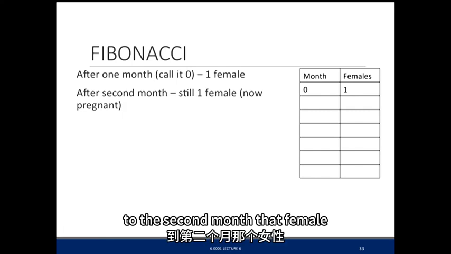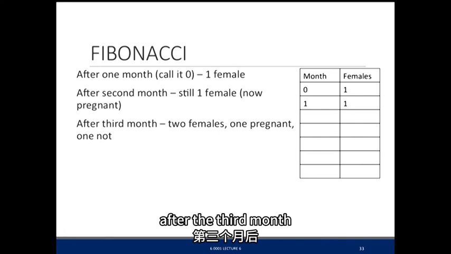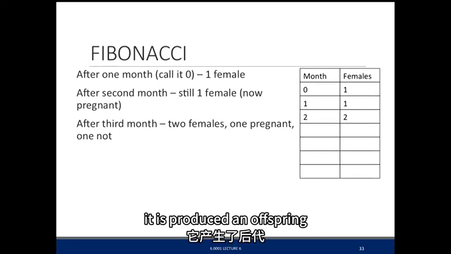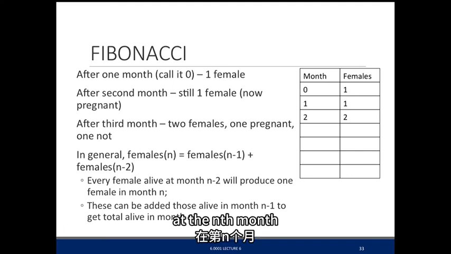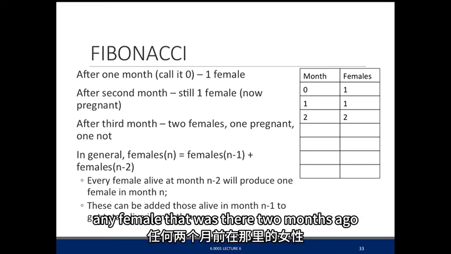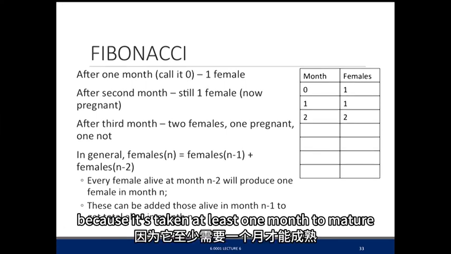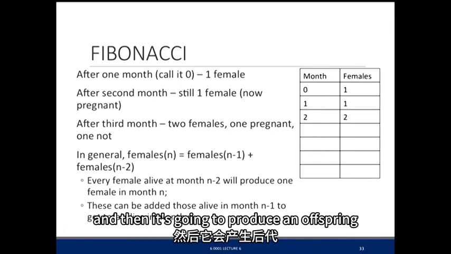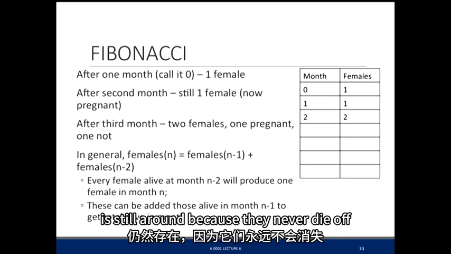After the second month, that female is mature and now pregnant, which means after the 3rd month, it has produced an offspring. And more generally, at the nth month, after we get past the first few cases, what do we have? Any female that was there 2 months ago has produced an offspring, because it's taken at least 1 month to mature, if it hasn't already been mature, and then it's going to produce an offspring. And any female that was around last month is still around because they never die off.